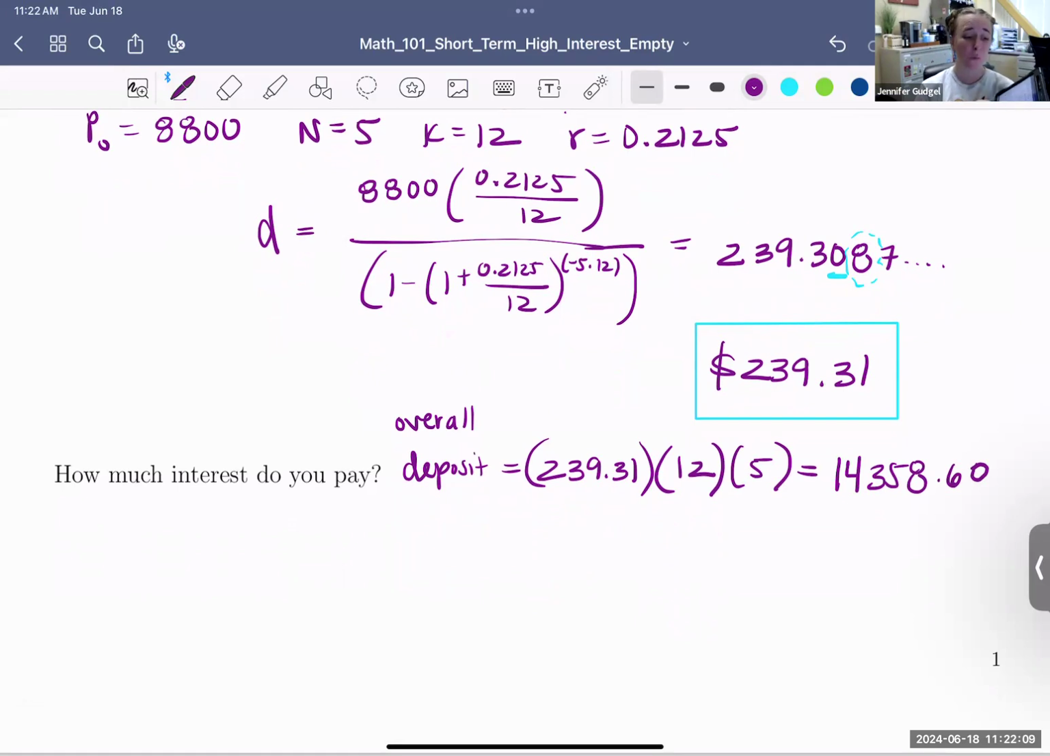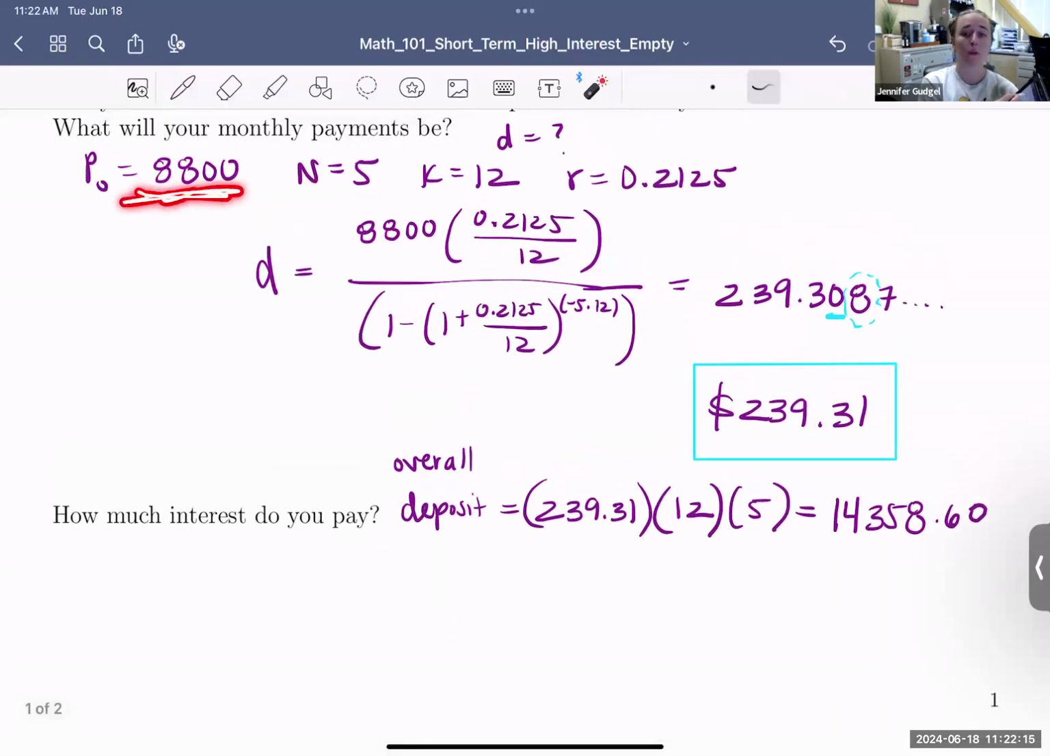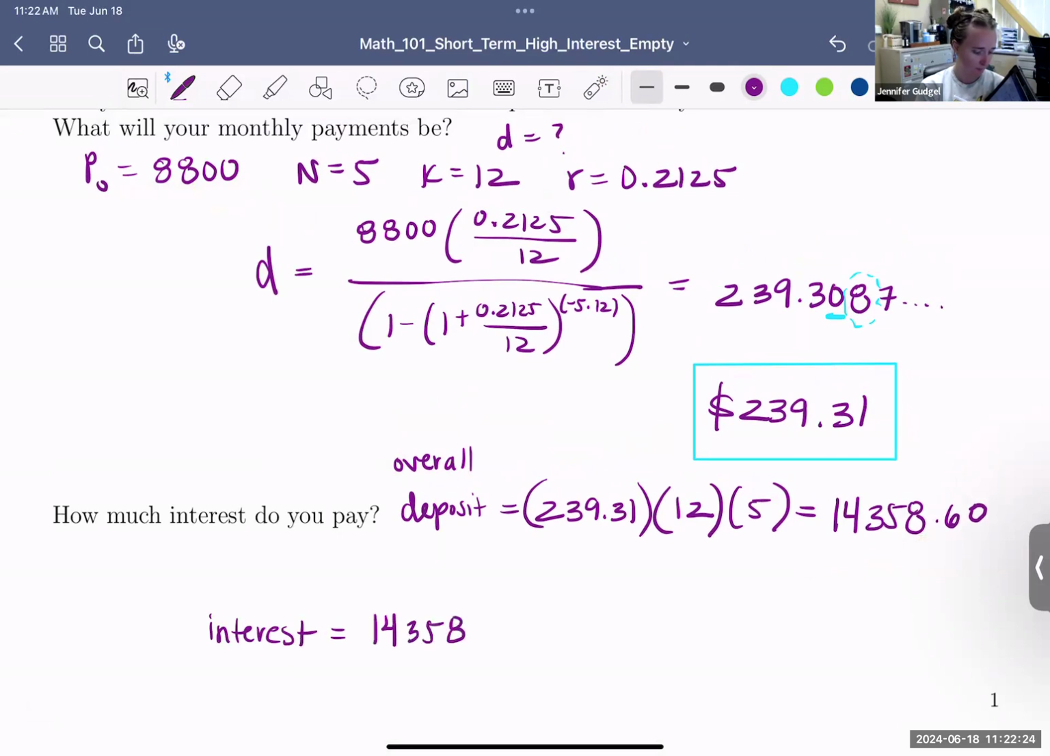The loan itself was $8,800. So I paid way more. And to know the exact amount that I paid more, we look at the difference between what I paid and the loan that I actually took out. So the interest is that difference. The interest is the amount that you paid minus the amount the loan was actually worth, which is going to be $5,558.60.